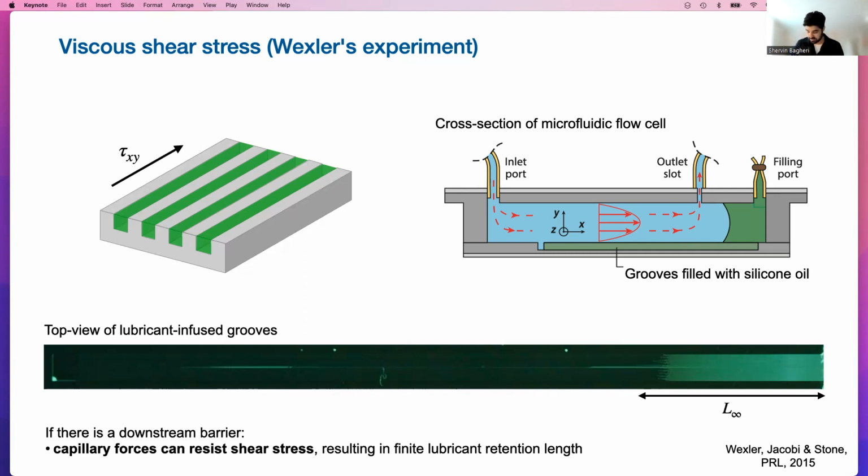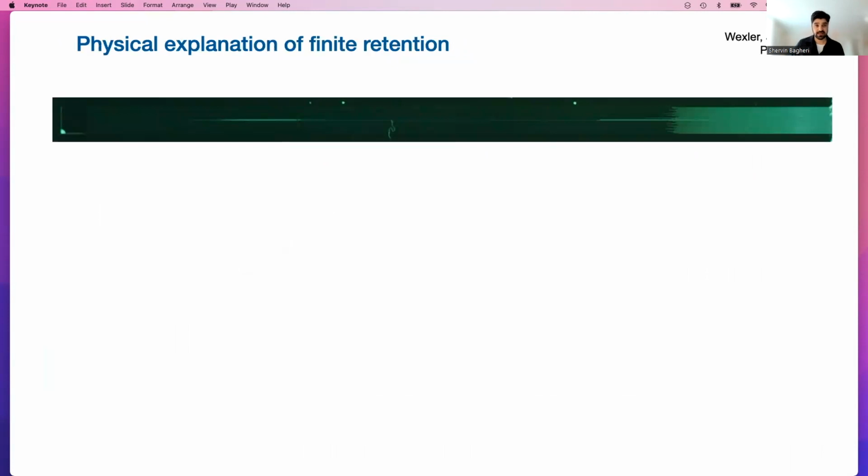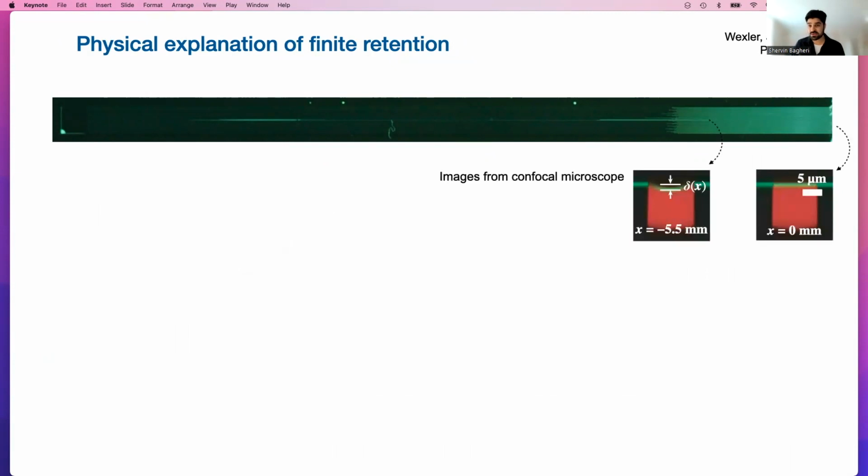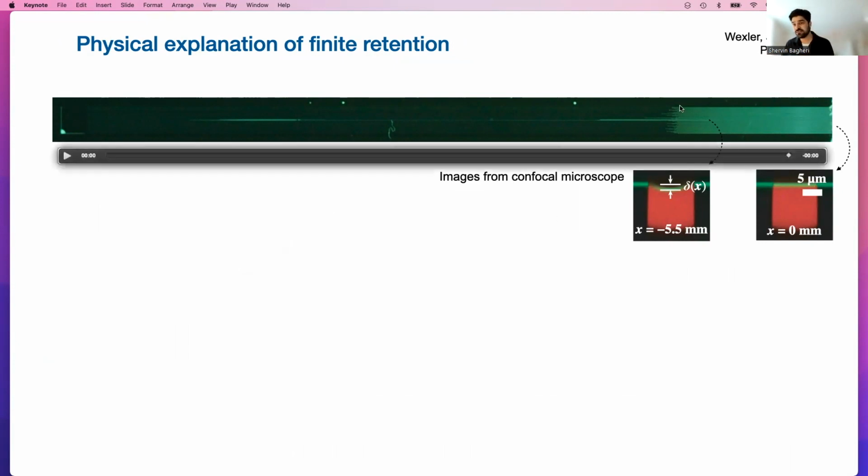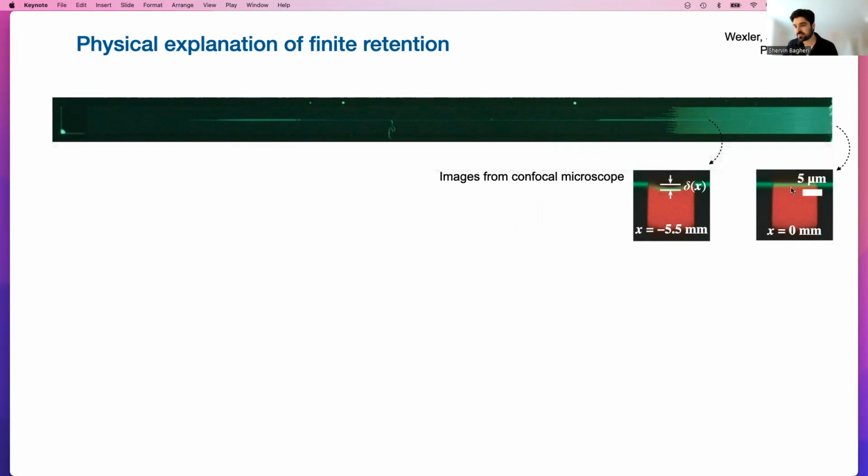So this is what they did as an experiment, and they could also explain it. They used a confocal microscope to look at the cross-section of one of these grooves. Here are basically 50 grooves, right? They took one of the grooves and looked at it in cross-section. The lubricant here is in red. The interface between the lubricant and the water is in green.